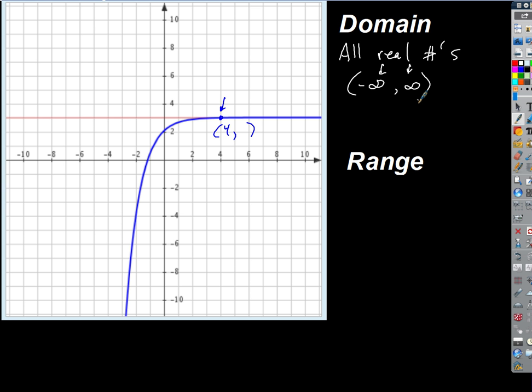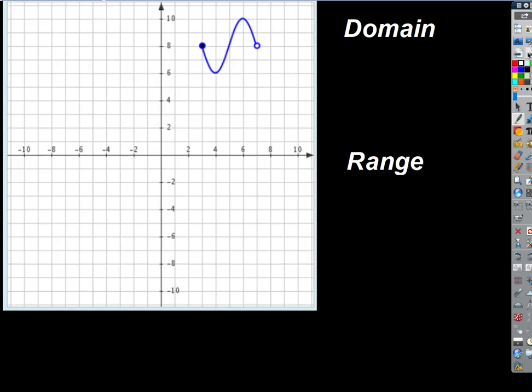I'm going to skip ahead for just a second. I probably should have started with maybe that example instead. Let's start with that one real quick. Let's go back to the domain and the range.